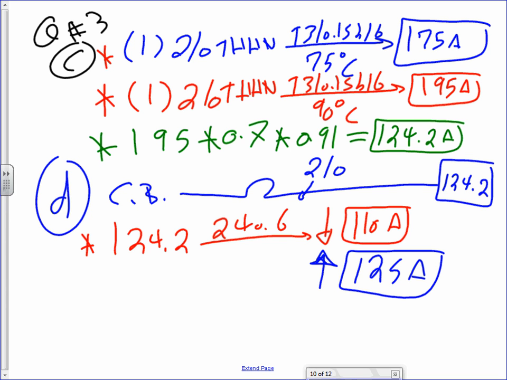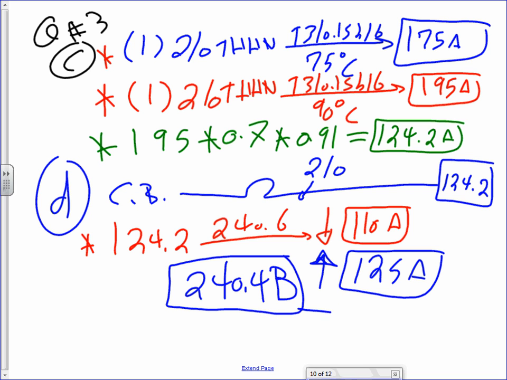Okay, here we go. Overcurrent. This will be 240.4(B). If you go to 240.4(B), it will tell you that if the conductor ampacity is non-standard like this, you can see 124.2 is a non-standard, you can go to the next standard size up, which is 125.